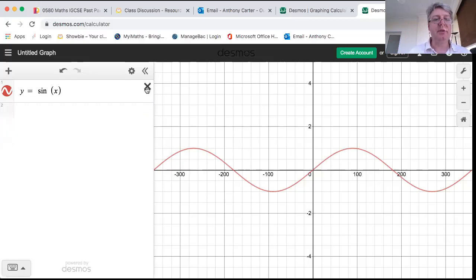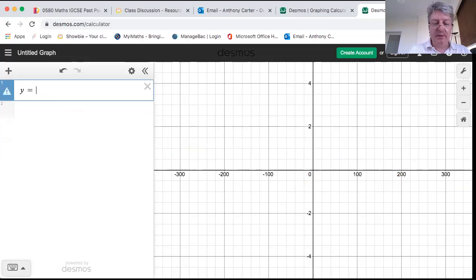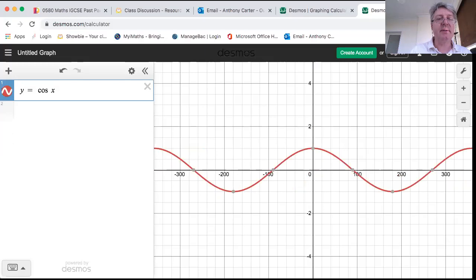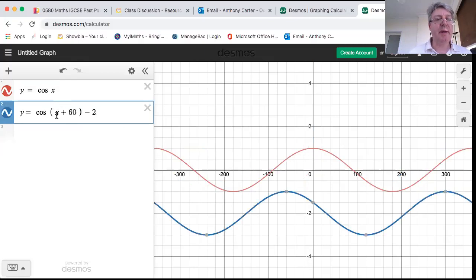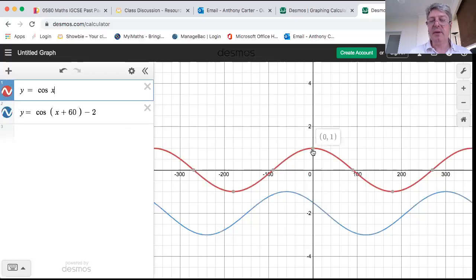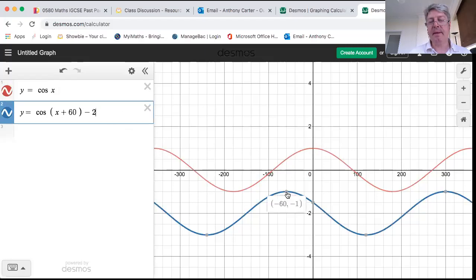Now let's just put these two things together. Let's type in y equals cos x. I'll drop the brackets for a minute. And let's consider what would happen if we do a combination of the two things. So we've got x being replaced with x plus 60, and we're just taking 2 off the end. Well, it should be obvious that if we go back to the red curve here, 0, 1 has moved to this point here. And you'll notice, first of all, that it's moved 60 degrees to the left.